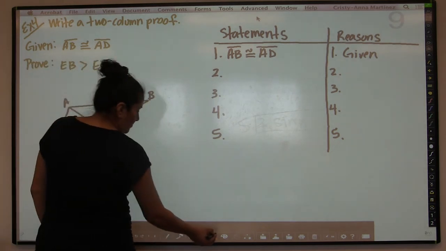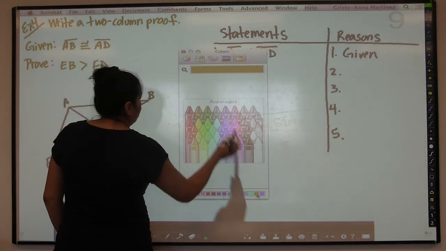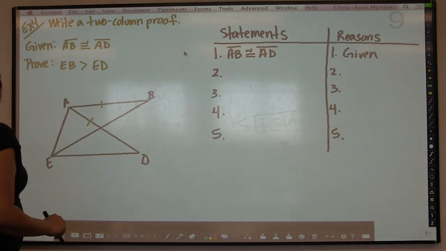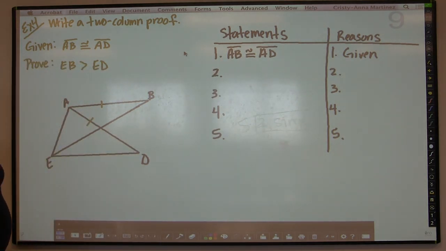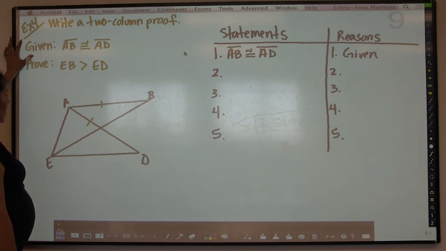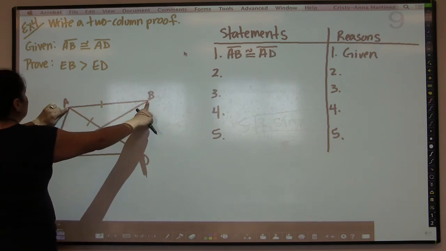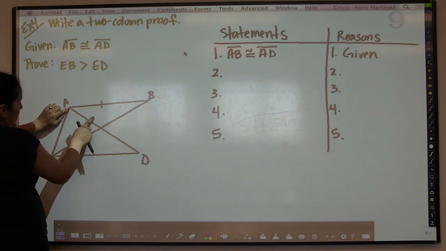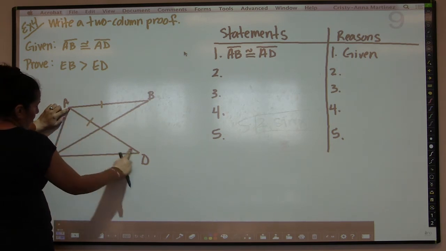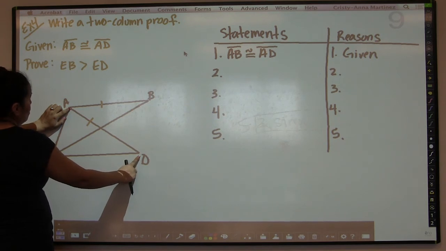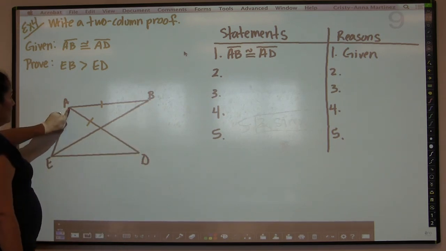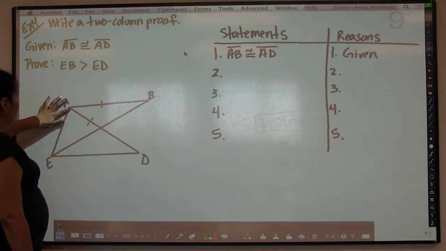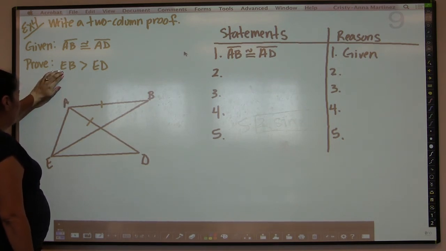I know you guys don't like proofs, but I assure you proofs are your friends. Okay, so they want us to write a 2-column proof, and they're giving us some information. I've already gotten the basic stuff started for you, but it says given that segment AB is congruent to AD. Keep in mind that even though I put the tick mark right here, it's actually the entire segment AD that is congruent to AB. And they also want us to prove that EB is greater than ED. So EB would be the third side, okay?